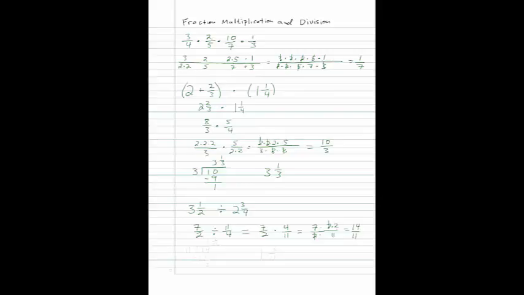14 over 11. Then we take 11 into 14. 11 into 14 one time. 1 times 11 is 11. 14 minus 11 is 3. So 1 and 3/11 is our answer to that question.